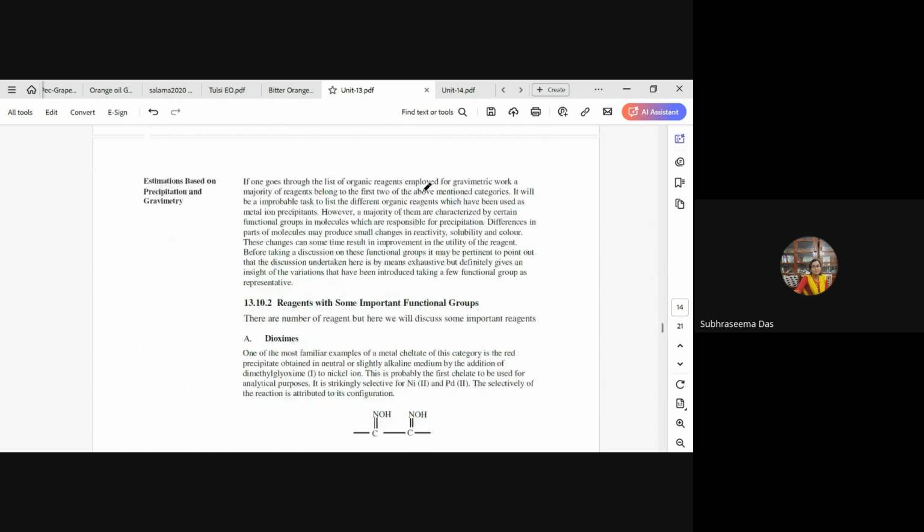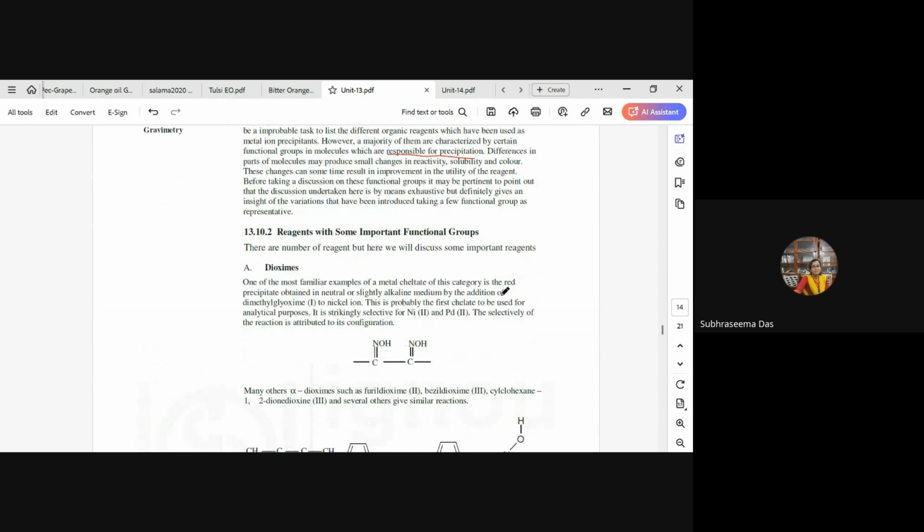Now if we go through the list of the organic reagents employed for gravimetric work, a majority of the reagents belong to the first of the two mentioned categories. It is, however, difficult to actually classify the organic precipitants. A majority of them are characterized by certain functional groups which are responsible for precipitation. Although organic precipitants contain different functional groups, their actual classification becomes difficult. But we will consider the different organic functional groups which help them in the precipitation processes. There are a number of reagents having specific functional groups, and we will discuss them one by one.